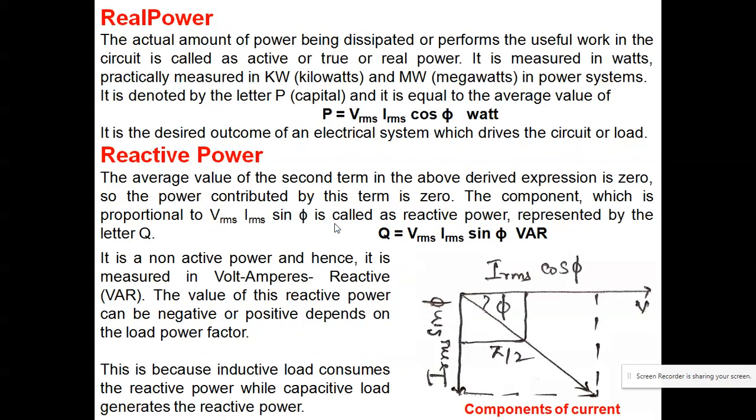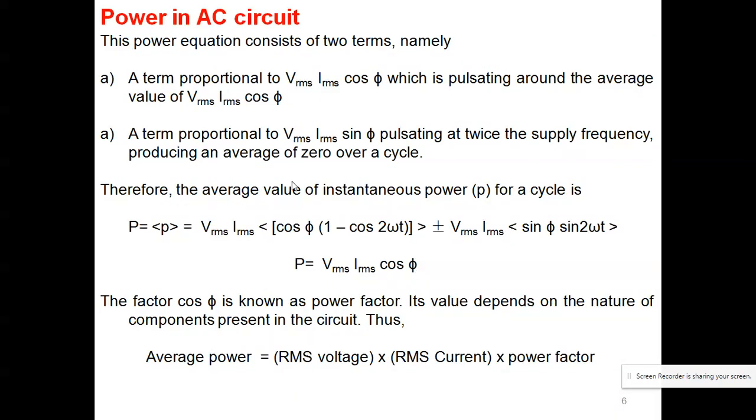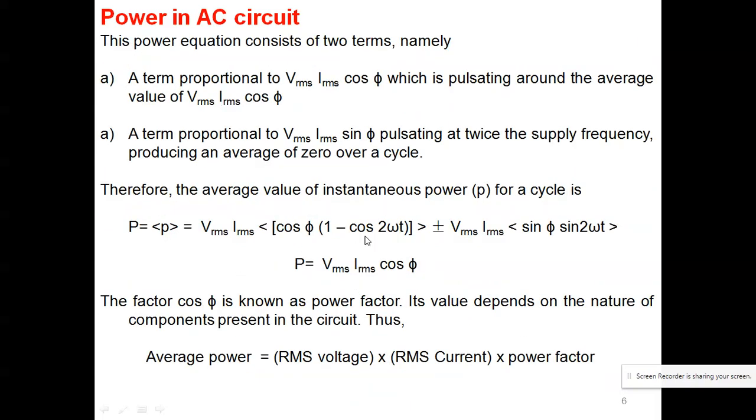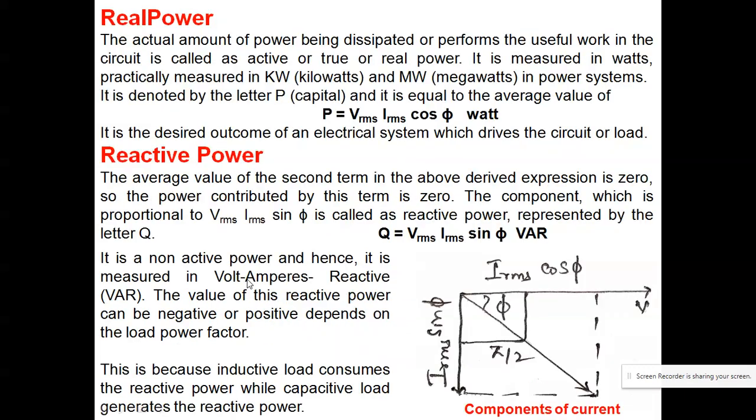So now I will define real power and reactive power using this concept. We have seen the value of average power in an AC circuit, and accordingly I will define the value of real power and reactive power. So you must remember these terms and the average value, and accordingly we will define our power here.